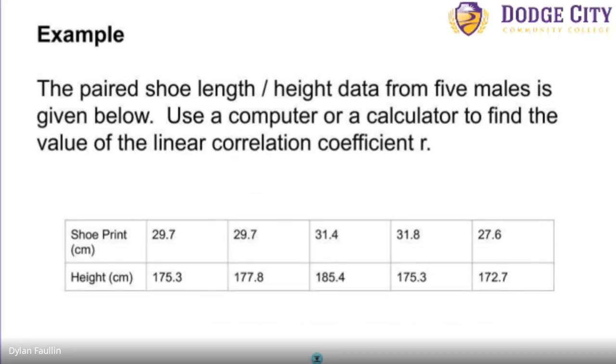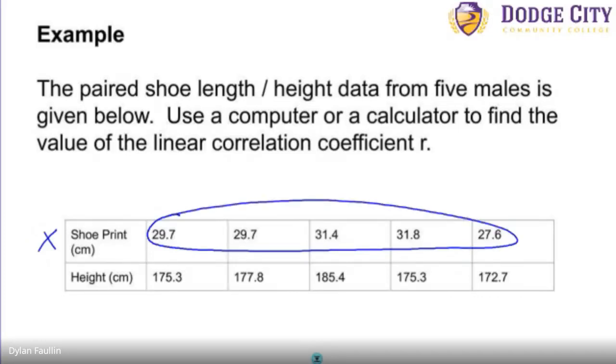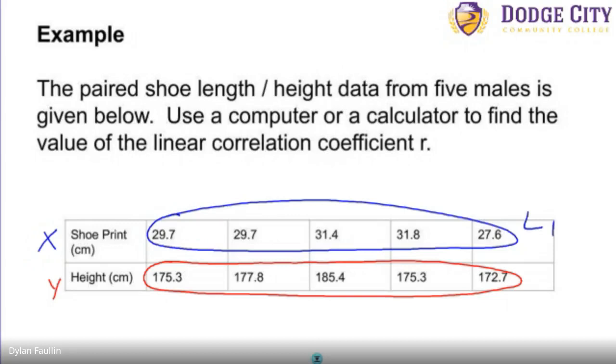So what we need to do is input this data set into our calculator using the list. We will put the X coordinates in one list. Let's have X be the shoe print size. So we want to put these values into one list. You can use whichever list you want. I will go ahead and use list 1. And then we'll put the height, which we'll let be our Y variable, in list number 2 in the same order.